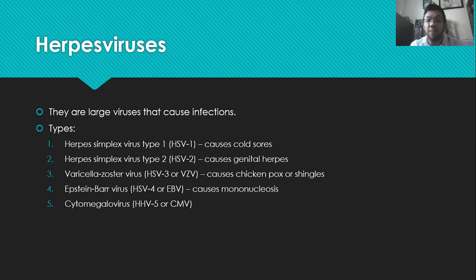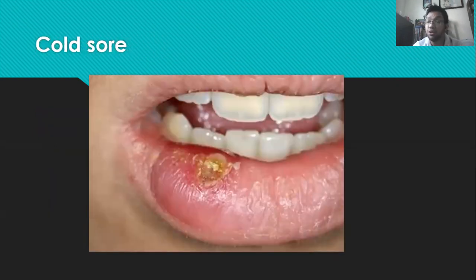And lastly, cytomegalovirus or the HHV type 5 or the CMV. This is the last virus in this family of herpes viruses. So a cold sore can look like this.